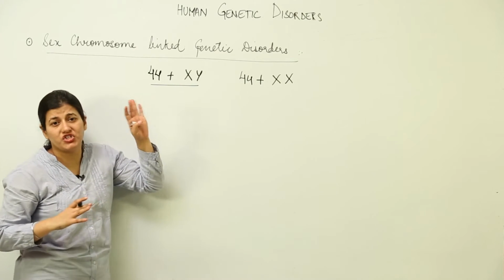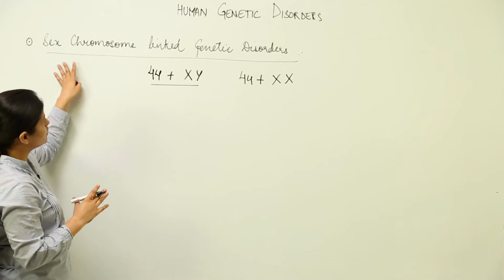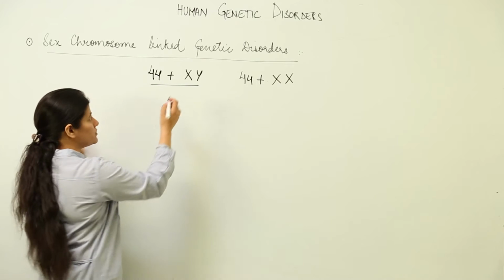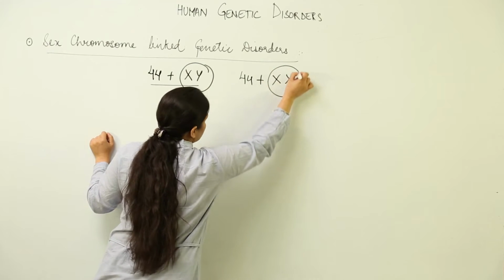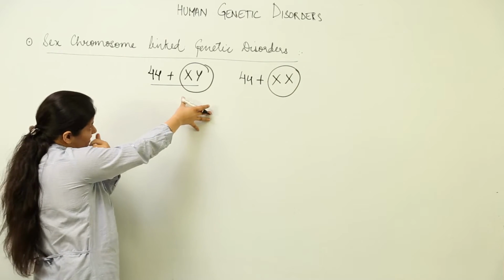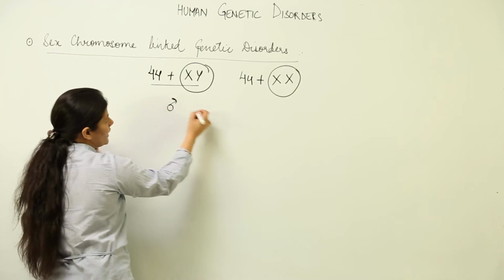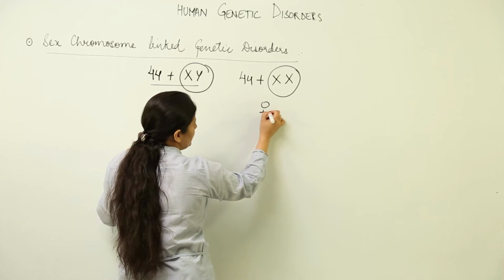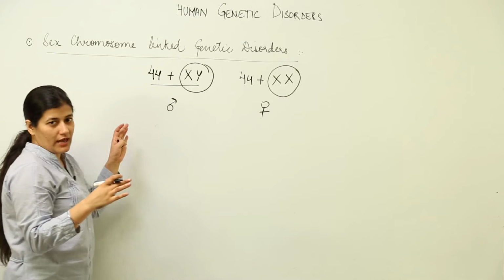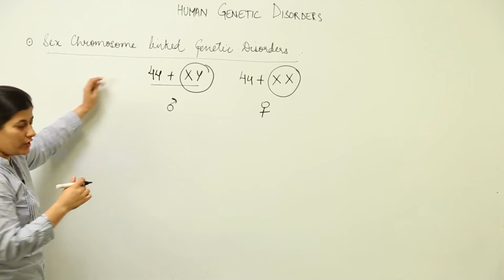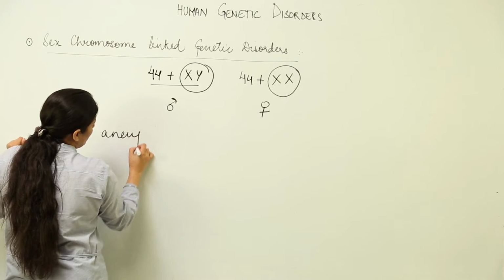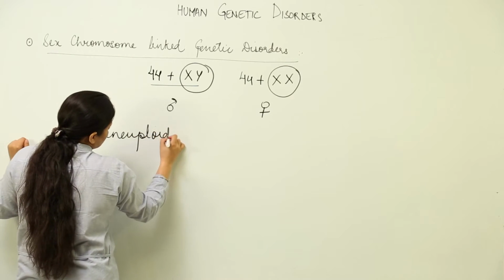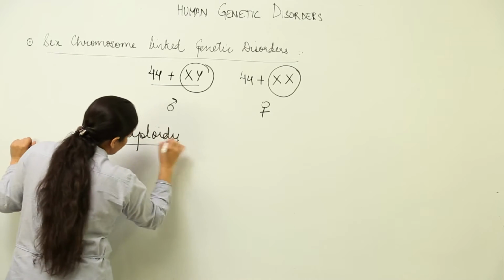When we talk about genetic disorders linked to sex chromosomes, we are going to deal with this part. That means these are the sex chromosomes, X and Y in the case of male and X and X in the case of female. Now, when we deal with disorders, we are going to see disorders which result from aneuploidy in sex chromosomes. Now, what is aneuploidy?